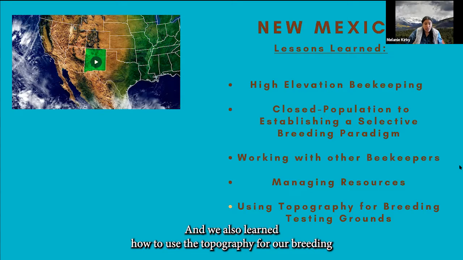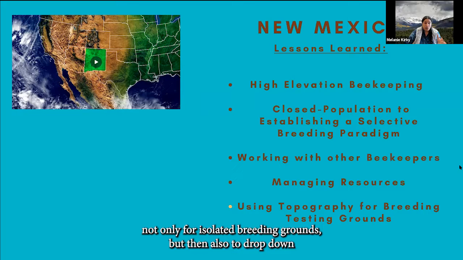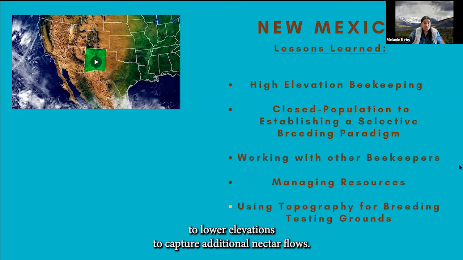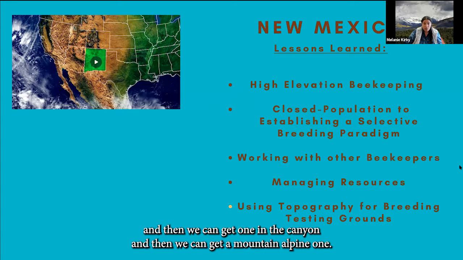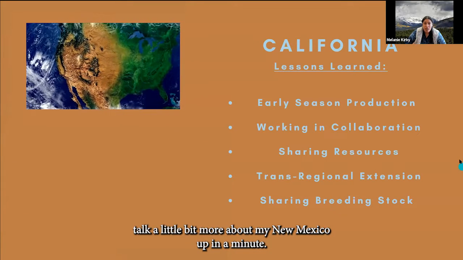And we also learned how to use the topography for our breeding testing grounds and how to also maximize our seasons. So, being that we're at elevation, we're able to utilize the landscape not only for isolated breeding grounds, but then also to drop down to lower elevations to capture additional nectar flows. So in a good year, which they're very rare, we can get 3 springs. We can get a desert lowland spring, and then we can get one in the canyon, and then we can get a mountain alpine one. And I'll talk a little bit more about my New Mexico up in a minute.